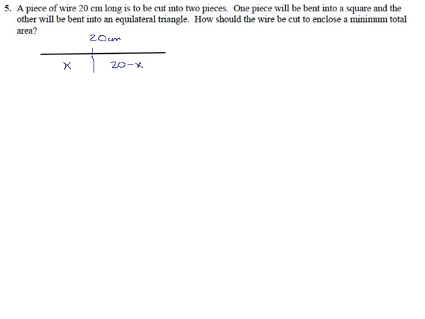Okay, so when we have the pieces, we take the first one and bend it into a square, and we take the second piece and bend it into an equilateral triangle. So how big is each of those going to be? If we take x worth of wire and bend it like this, we're using a quarter of it on each side, so each side is x by 4. And if you take 20 minus x and bend it into 3 equal pieces, each side is 20 minus x by 3.